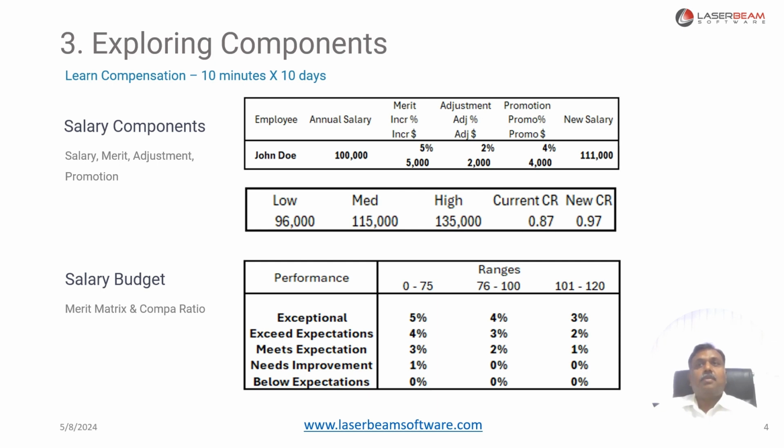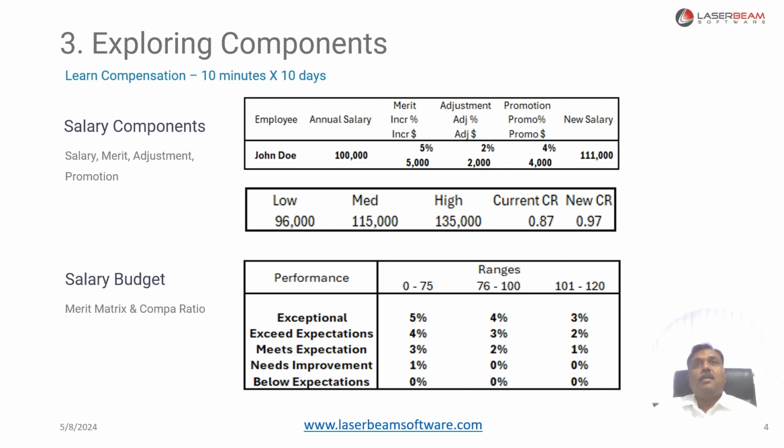So we have some job market data. You can see that John's job pays at a low rate of about 96,000, and at a medium rate it's about 115,000. At a high rate it is about 135,000.